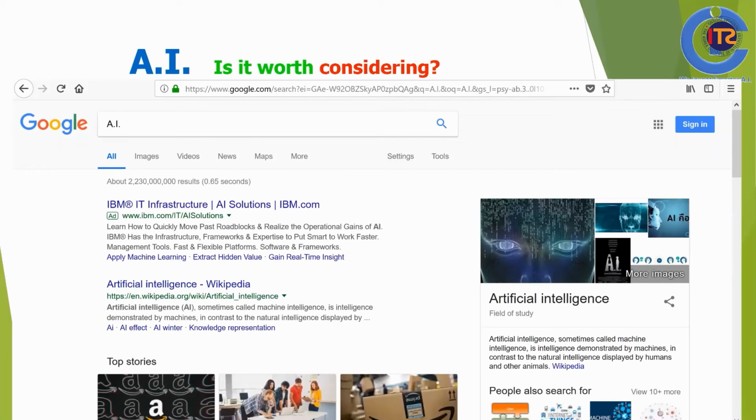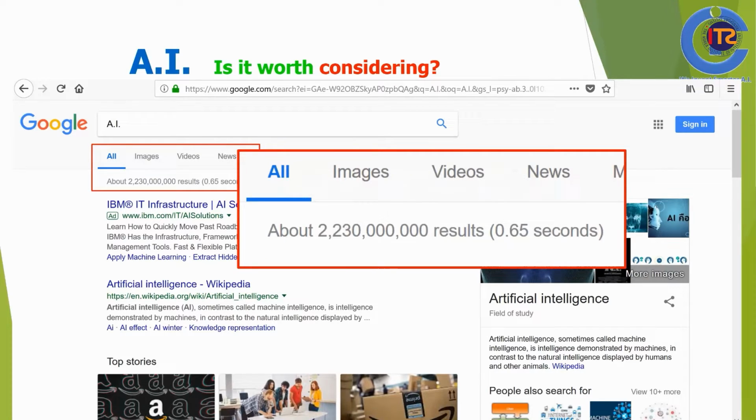So let's take a look at AI, which is going to be an important part of smart healthcare. The first question is, is it worth considering AI? If we try a Google search, this is what we will come up with: more than 2 billion results coming back. So it means that this keyword is of interest to a lot of people.